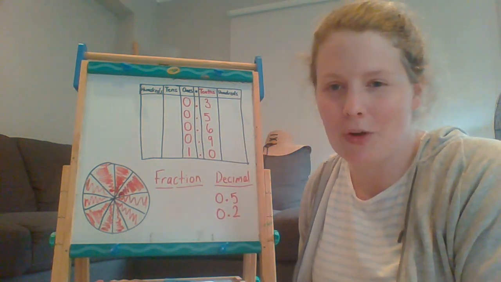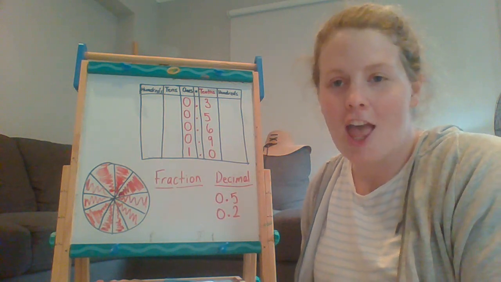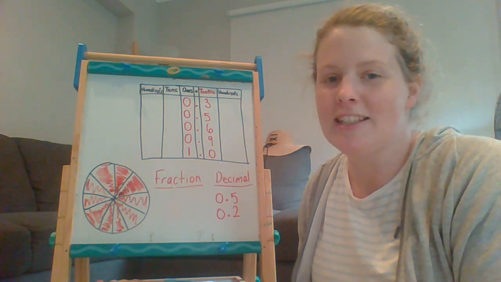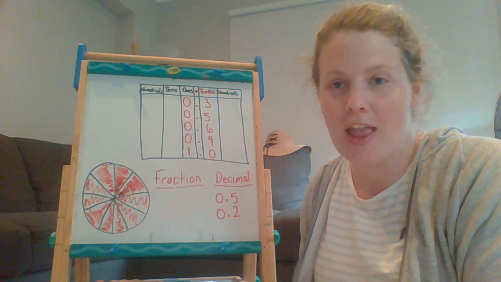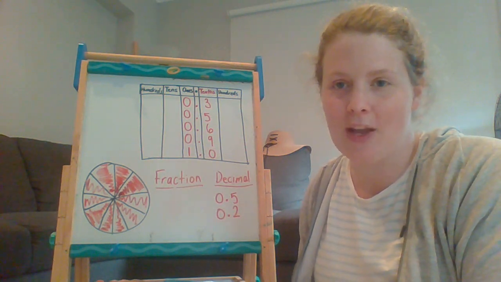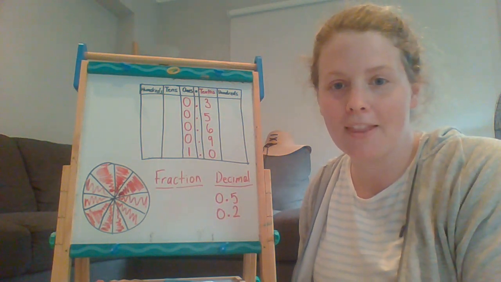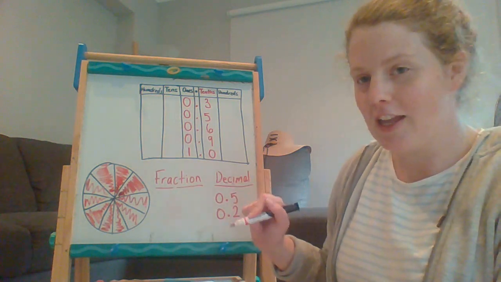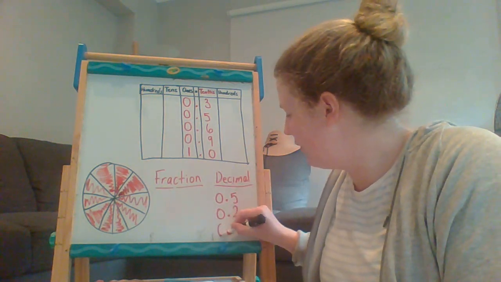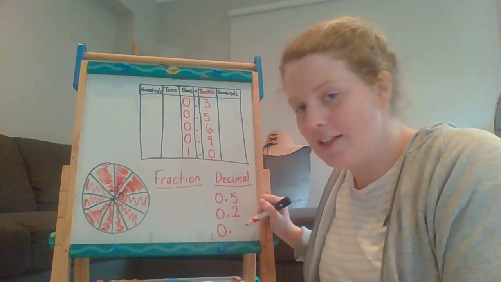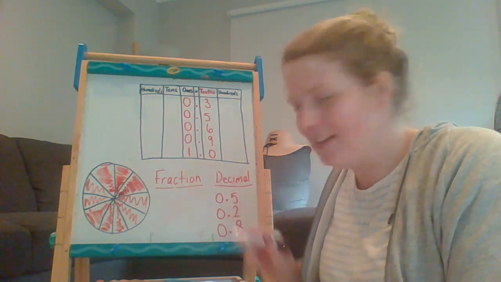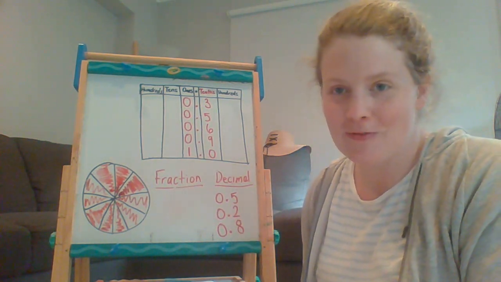Okay, this time I'm going to say a bigger one. 0 and 8/10. How would you write that one? If you wrote a 0, a decimal point, and an 8, you would be correct.